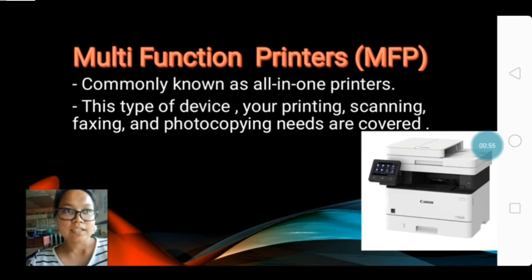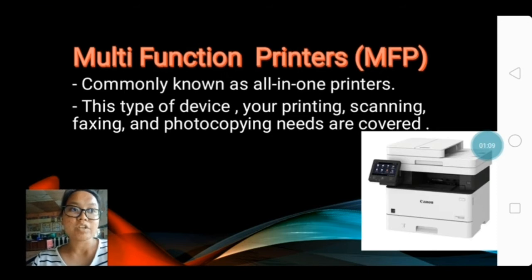So, multifunction printer is commonly known as an all-in-one printer. If Nescafe is 3-in-1, among the kinds of printers, MFP is known as the all-in-one printer. Right? Because with this type of device, your printing, scanning, faxing, and photocopying needs are covered. So, no need for everything else, with just an MFP you can print, scan, fax, and photocopy. So that is the multifunction printer.